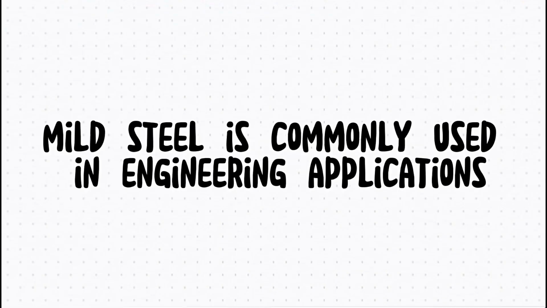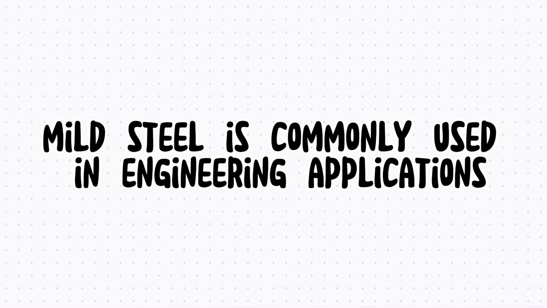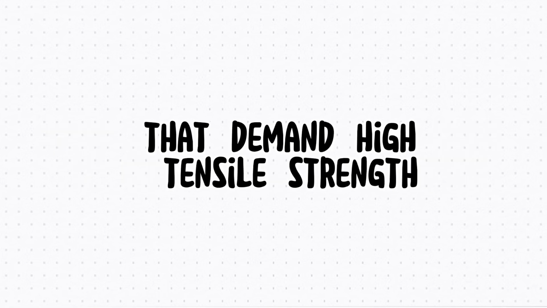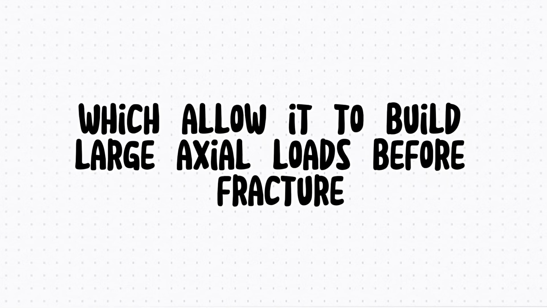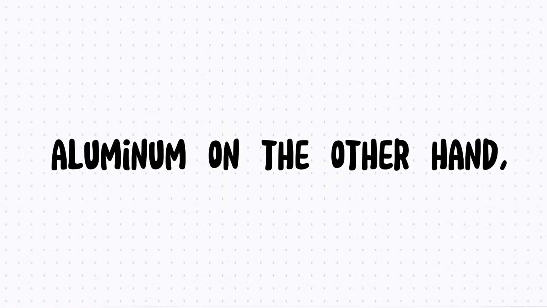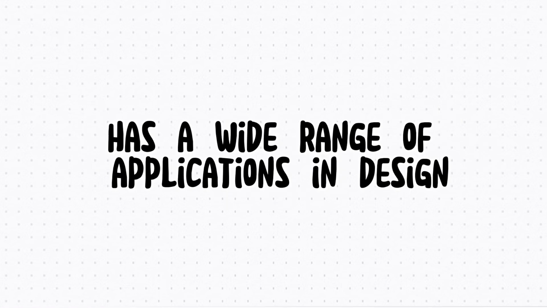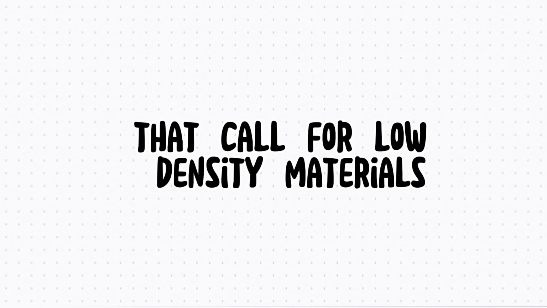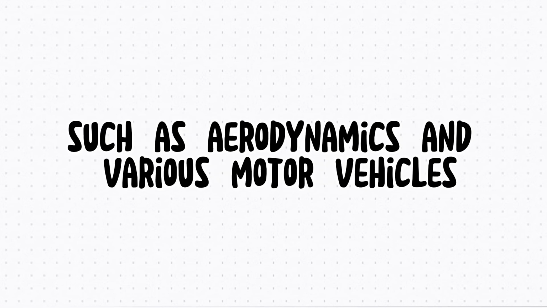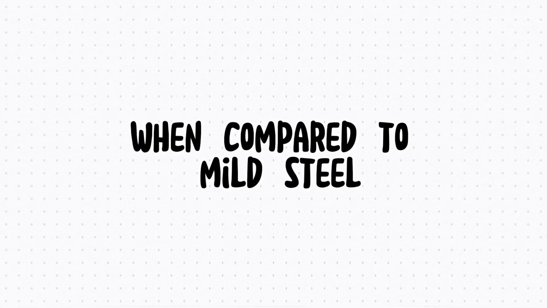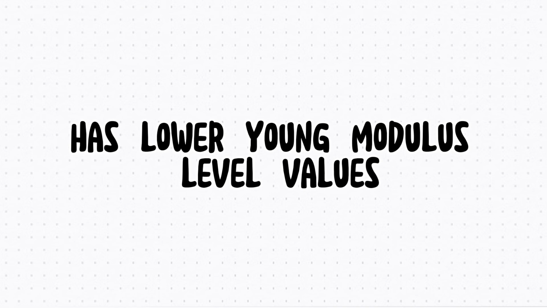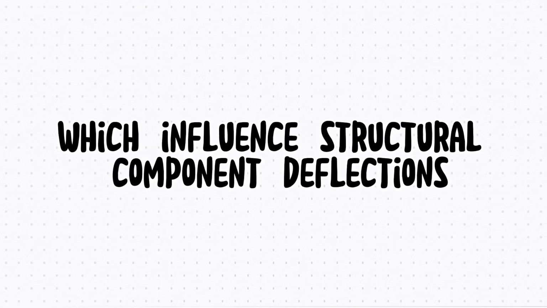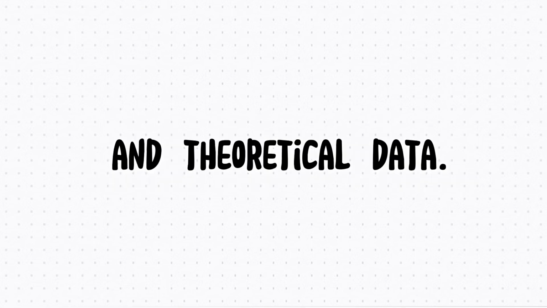The conclusion is mild steel is commonly used in engineering applications that demand high tensile strength. This is due to mild steel's crystalline structure, which allows it to bear large axial loads before fracture. Aluminium, on the other hand, has a wide range of applications in design that call for low-density materials, such as aerodynamics and various motor vehicles. When compared to mild steel, aluminium has a higher ductility rate and hence has lower Young's modulus values, which influence structural component deflections. As a result, this experiment yields a near match between tensile strength and theoretical data.